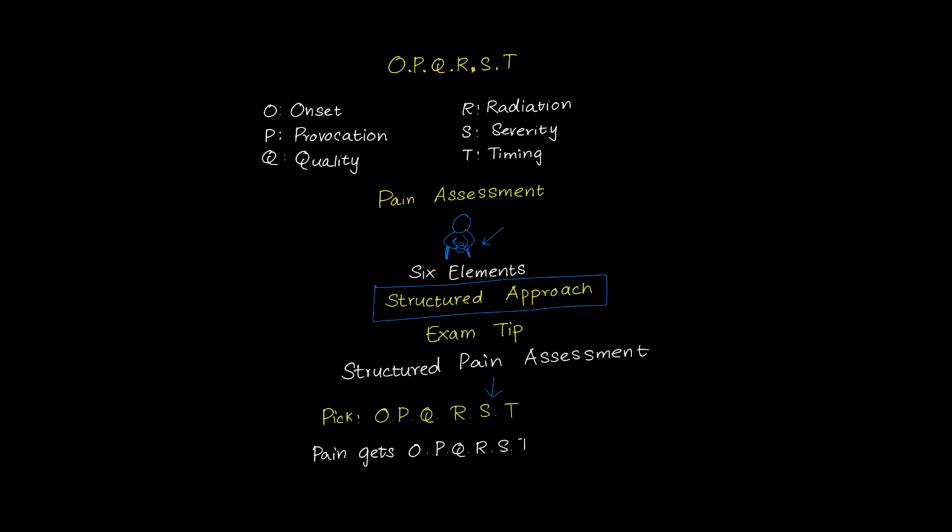Here's a D439 OA exam tip for you. When the stem asks about a structured pain assessment, pick OPQRST. Quick recall hook. Pain gets OPQRST, all 6 letters.